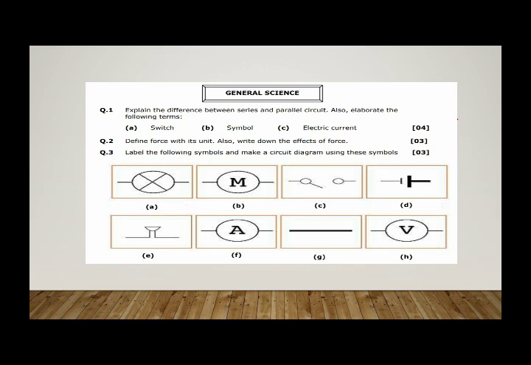Now question number 3, it's a very simple question. There are some symbols present on your screen in front of you. Label the following symbols and make a circuit diagram using these symbols. First of all, you have to write down the names of these symbols, what these symbols are indicating, and then with the help of these symbols you are going to make a circuit diagram. Okay, so it's a very easy question.